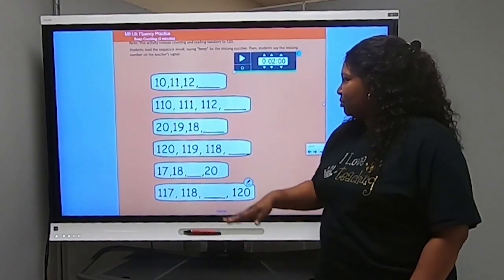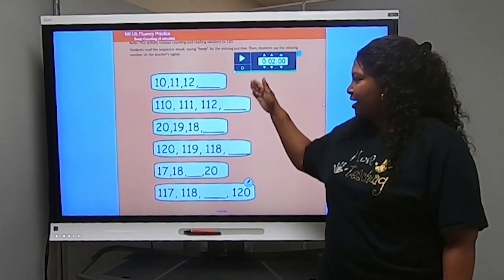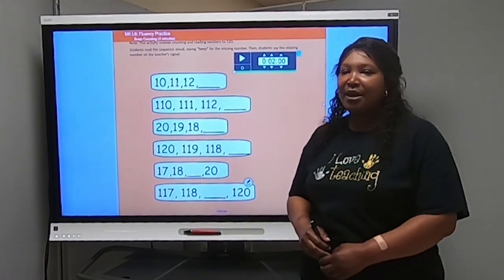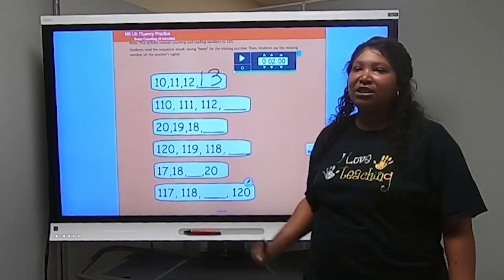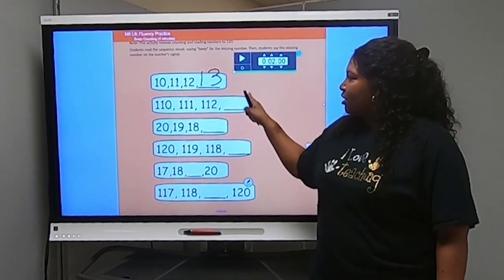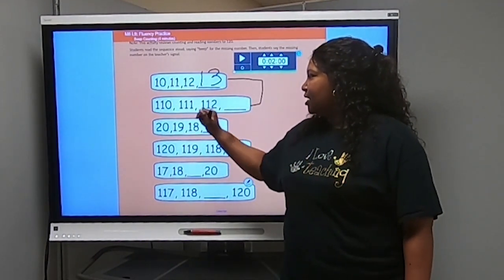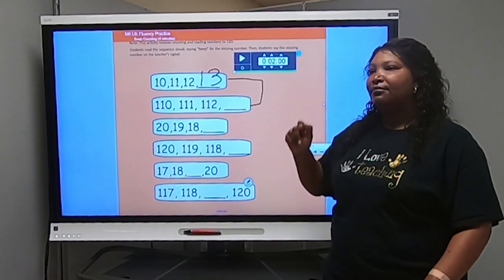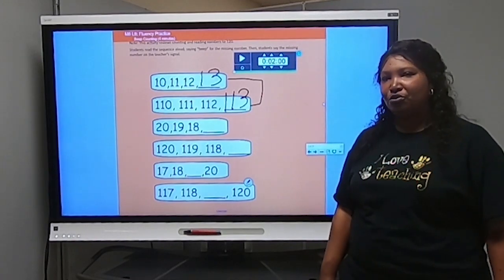Now, this section switches because we have some numbers missing at the end as well. Not just in the middle or at the beginning, but we have some missing at the end, okay? 10, 11, 12, beat, 13. Good job. Now, as we go through these sequences, I would like for you to notice the differences and the similarities of the sequence set, okay? 110, 111, 112, beat. Yes, 113. Good job. What do you notice about the two numbers that were missing in the first two sequences?